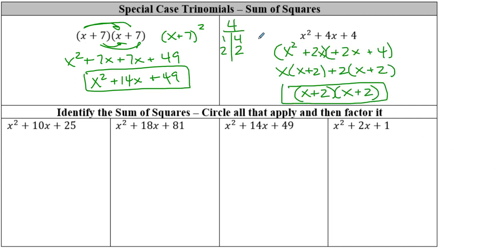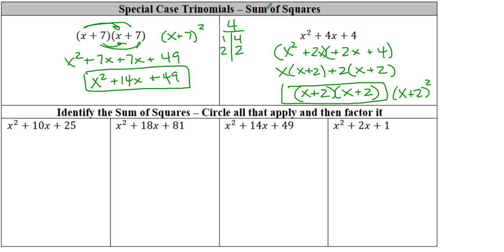All right, welcome back. So I went ahead and did the AC of 4, and if I added 1 and 4, that would give me 5, so that's not my middle term. 2 and 2 would add up to 4, so that's what I'm looking for. So I rewrote 4x as 2x plus 2x. I did my GCF. And then I ended up getting x plus 2 times x plus 2, which we could actually write as x plus 2 squared. But I wanted you guys to see if you can identify what is unique about these values.